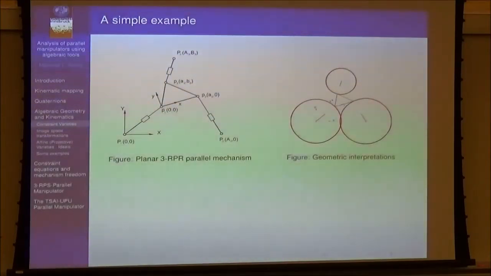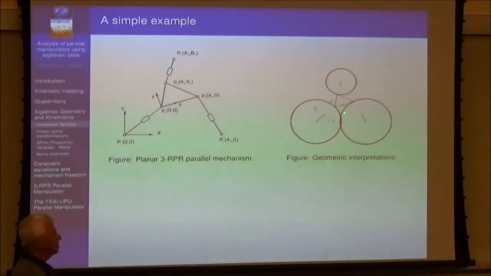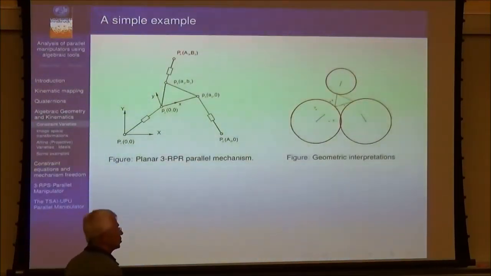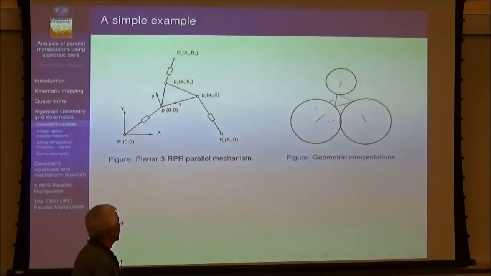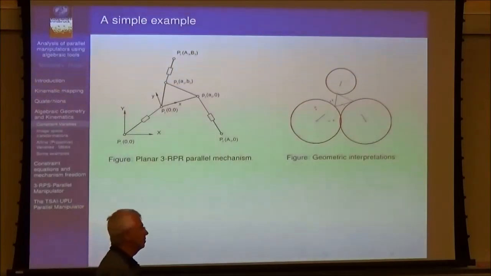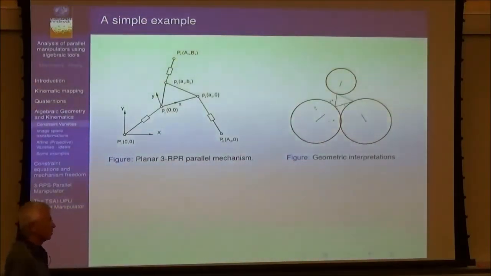So essentially, the geometry of this problem is: given 3 circles and a triangle, place this triangle such that this vertex of the triangle is on the first circle, this on the second, this on the third. This is the geometric description. And this circle constraint can be described in this kinematic image space. Jeff has done that in the morning too.